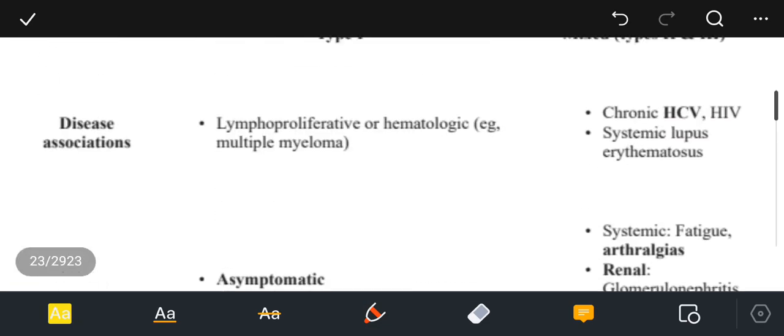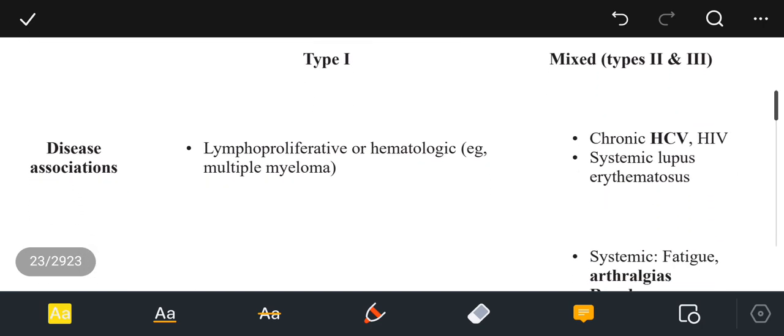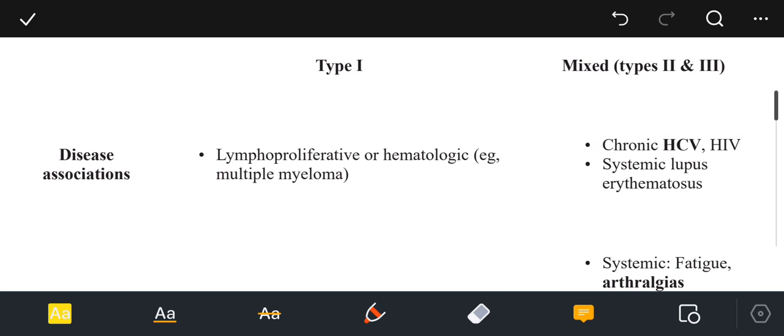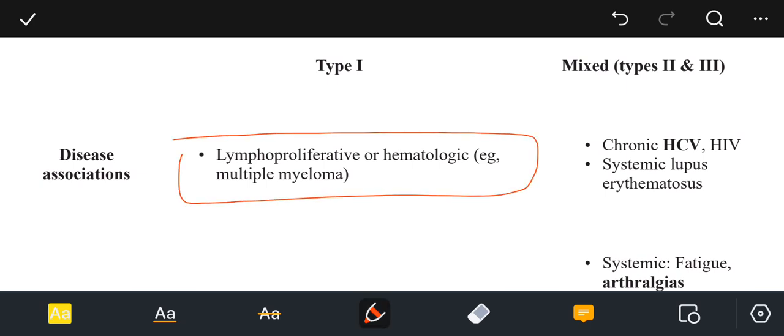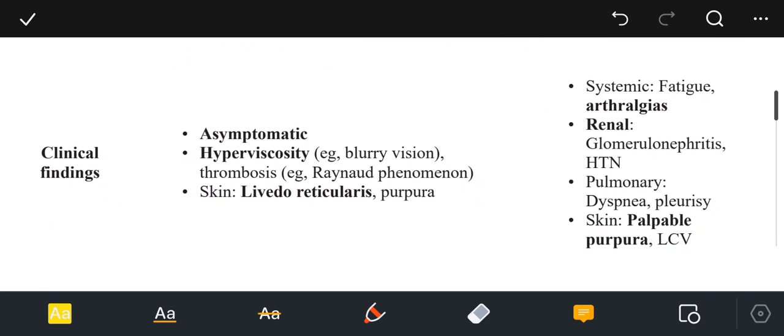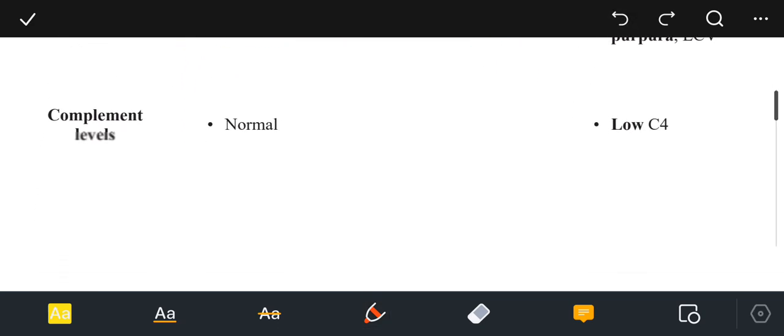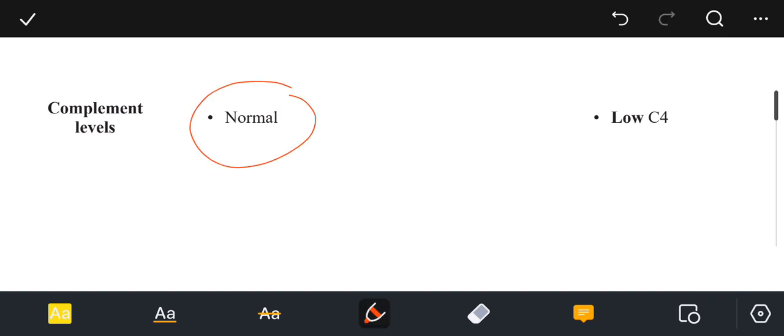The table is stating the cryoglobulinemia disease association. Type 1 cryoglobulinemia is associated with lymphoproliferative or hematologic disorders, for example, multiple myeloma. The clinical findings in type 1 cryoglobulinemia are that it may be asymptomatic, or there may be hyperviscosity, that is blurry vision, and thrombosis, for example, Raynaud phenomenon, and in the skin we can find livedo reticularis and purpura, which we are finding in this particular patient. Then complement levels will be normal.